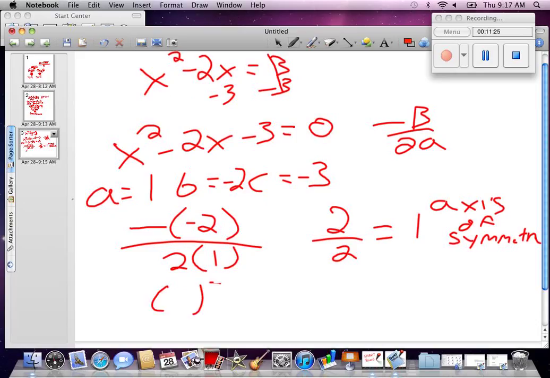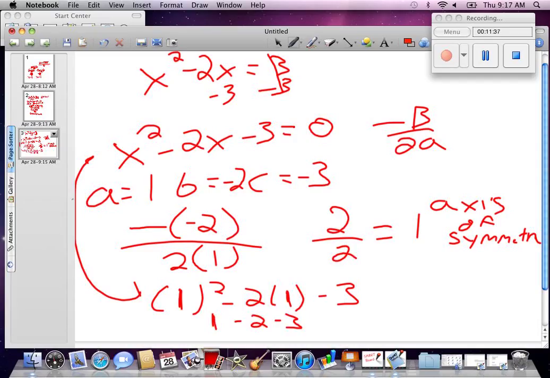So I go 1 squared minus 2 minus 3. It's right here. Except instead of x, I put a 1. 1 squared gives me 1 minus 2 minus 3. 1 minus 2 is negative 1. Negative 1 minus 3 is negative 4. So right here, my vertex is 1, negative 4.